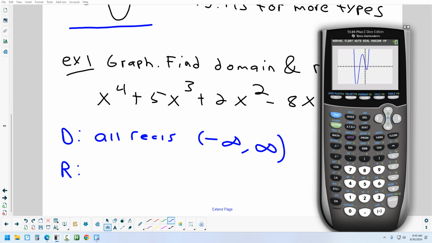You should probably, if you didn't hit graph yet, you should set your y min. I would do maybe -20. Now, does this graph go up forever and down forever? Only up. It only goes up forever. Then that means it must stop going down at some point. Where does it stop going down?